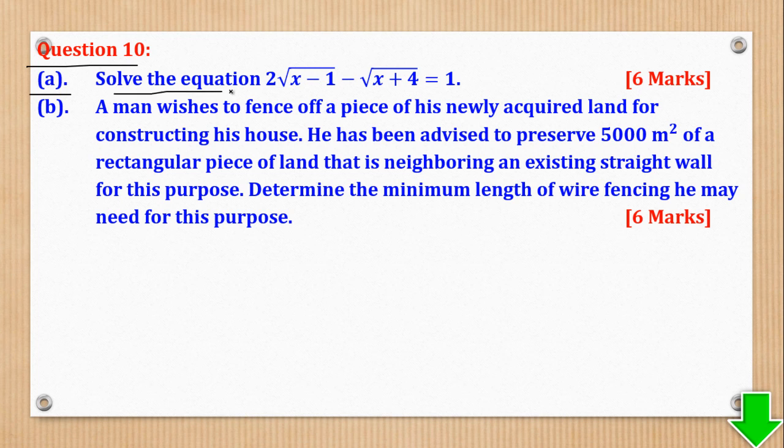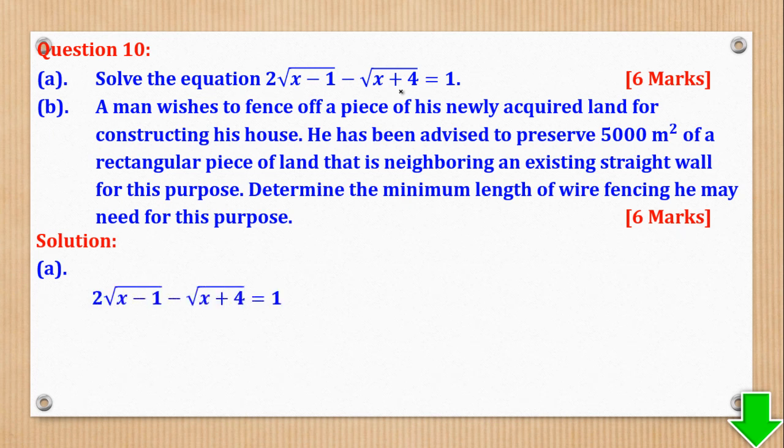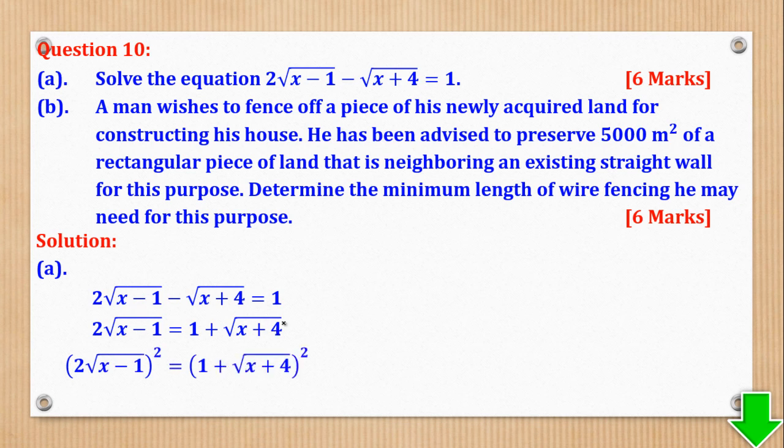Part A says, solve the equation this. Okay. So the first thing to do is to rearrange. Take one this side to come up with this. Then you can square both sides and expand. Expand this, I'll come up with this. Expand this, I'll come up with this.